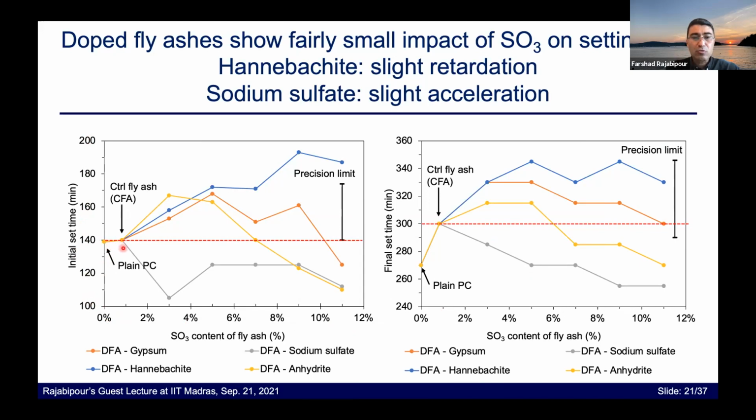For the mix with 20% of the controlled fly ash and 80% of the cement, the initial setting time didn't change much. And then if you look at those so-called doped fly ashes, where we blended this controlled fly ash with sulfur-bearing compounds, you can see the impacts on the rest of the graph. For example, the blue, which shows the Hannebachite contaminated fly ash, shows that by introducing the Hannebachite, the time of setting tends to increase. So there is a delay in setting.